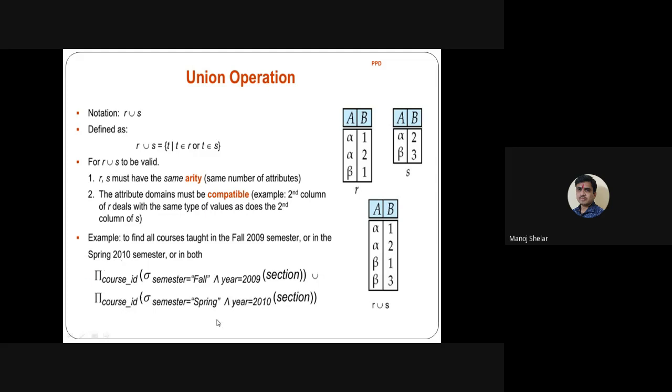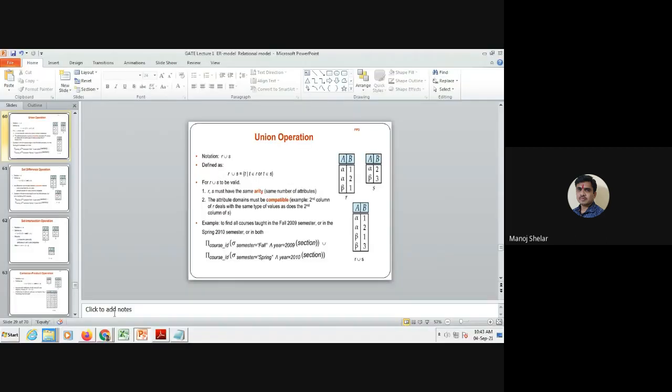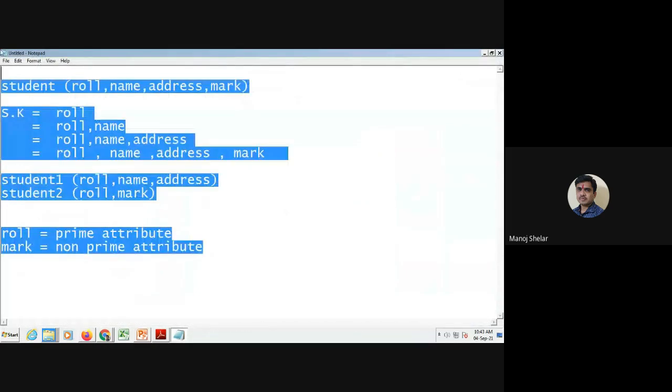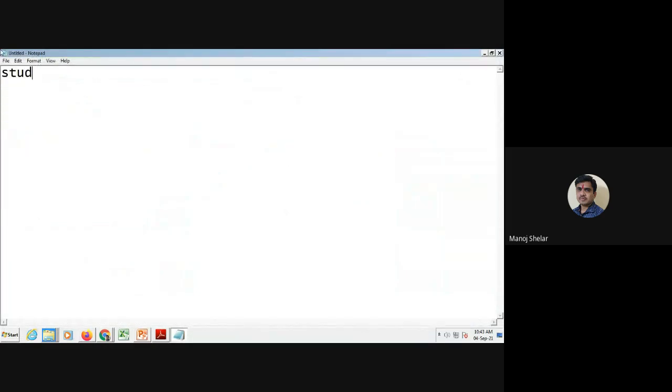And normally, if I want to do it simply, suppose student 1 is one table, with roll number and, suppose, name. Okay, that is the first table. Student 2 is, suppose, the second table.